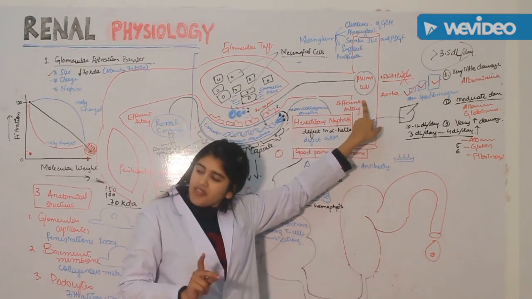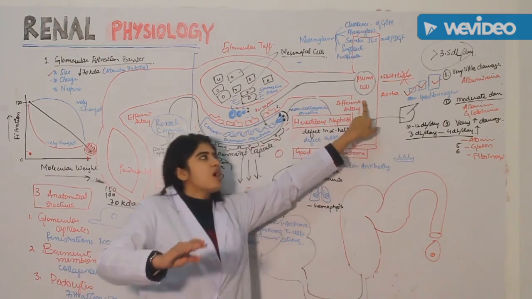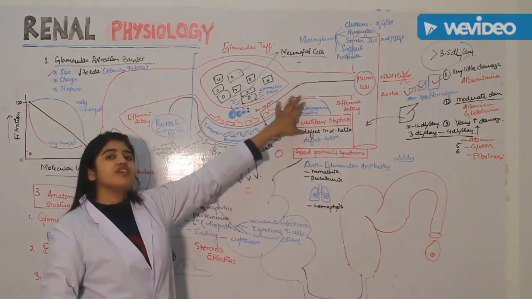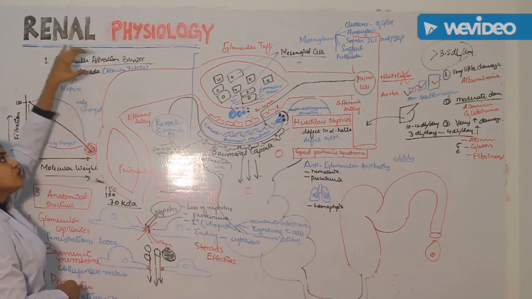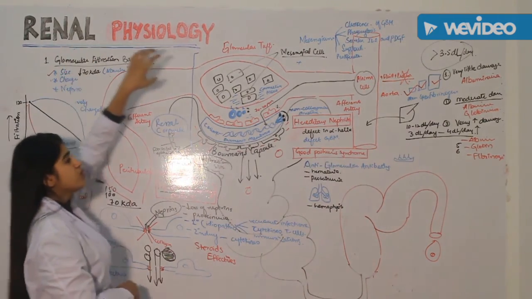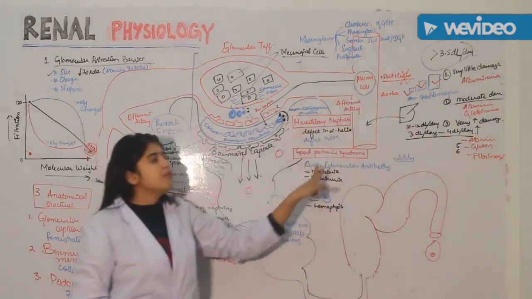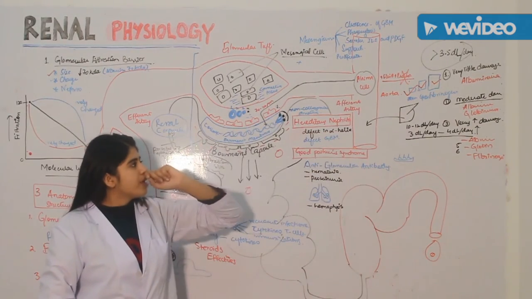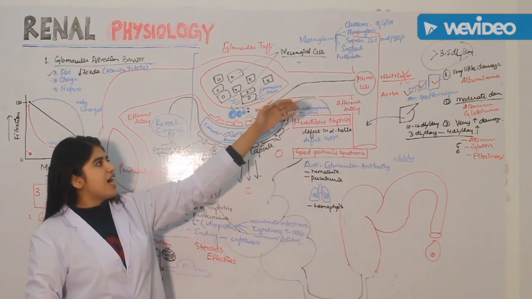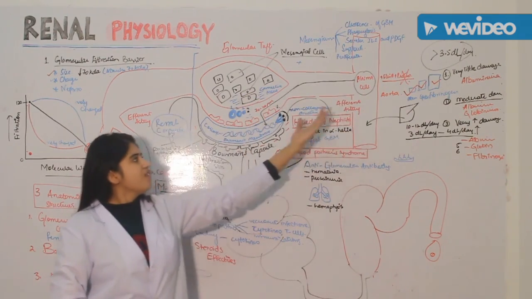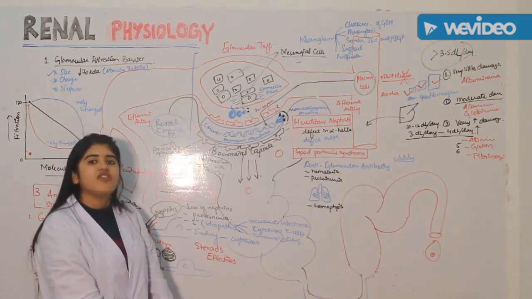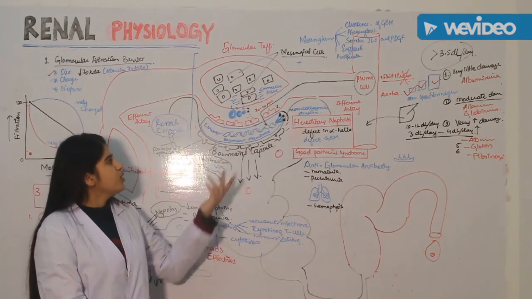But here, in the blood there is plasma and the cells. The plasma will be filtered and the cells are not filtered due to the glomerular filtration barrier. So the barrier is the thing which will not allow these cells to come downwards. This is one point, that only the plasma will be filtered, not the cells. Second, from the afferent arteriole they will go to the efferent arteriole. The flow would be from afferent to efferent.